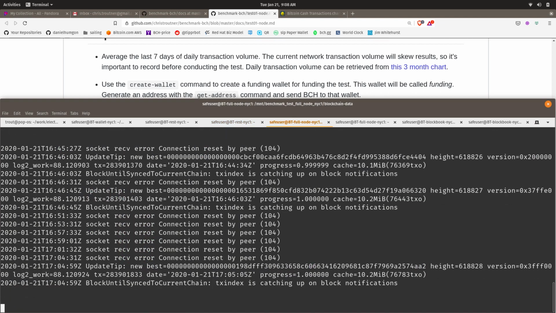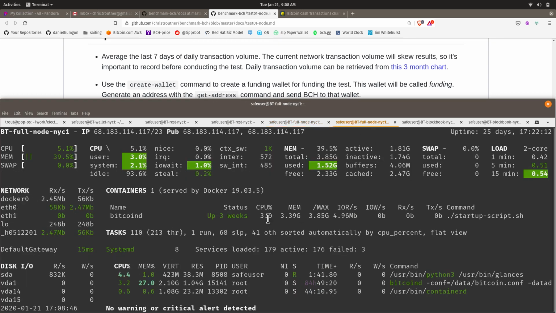There's nothing coming in the debug logs because the full node doesn't. We're looking at the full node now. I don't have it set up to talk about the transactions it's seen and broadcasting. If we look at Glances, we can see that it's bumped up to around 5%. So not really a significant increase in resource usage by the full node. It's doing really well.